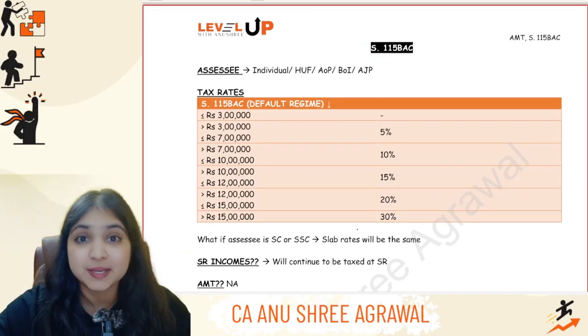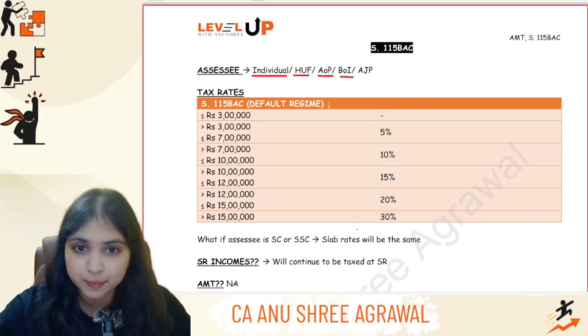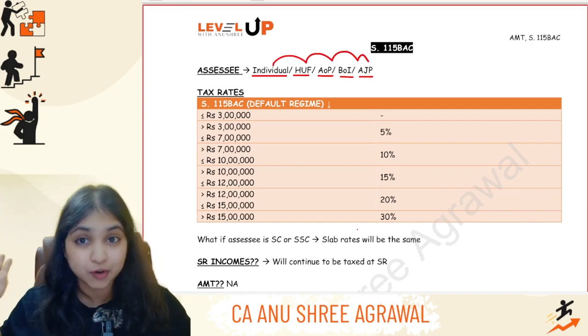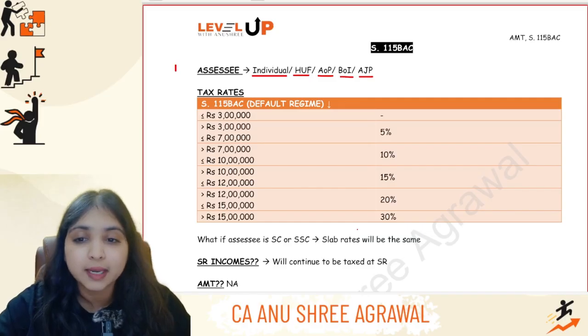First of all, 115BAC is applicable for whom? It is applicable only for individuals, HUFs, AOP, BOI and AJP. It is applicable only for these 5 assessees. It is not applicable for companies. Okay, point number 1.